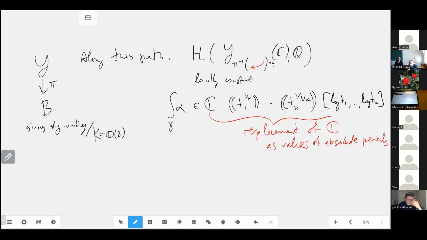And here one can repeat the story. You get countably many elements of this uncountable ring, generate it with 1 over 2 pi i, and get this coproduct, and the same story goes on. So here you get a mixture of periods and some series which satisfy Picard-Fuchs equations.